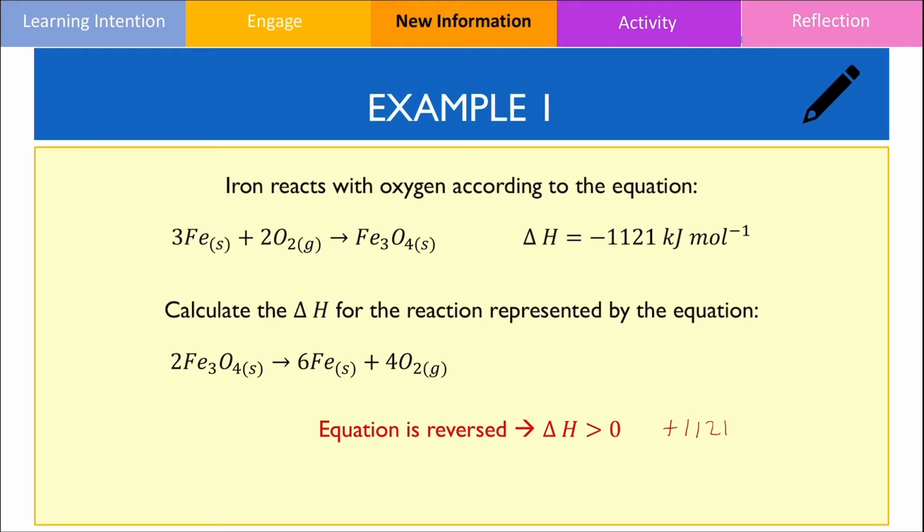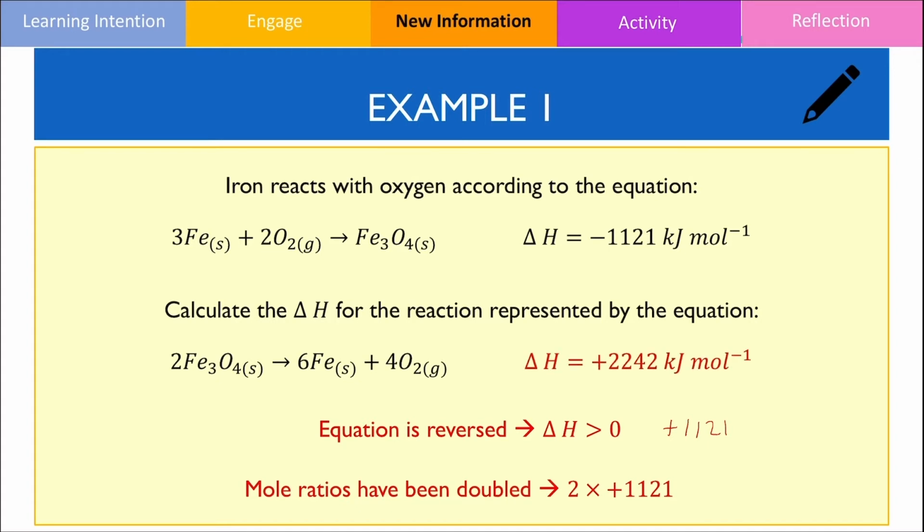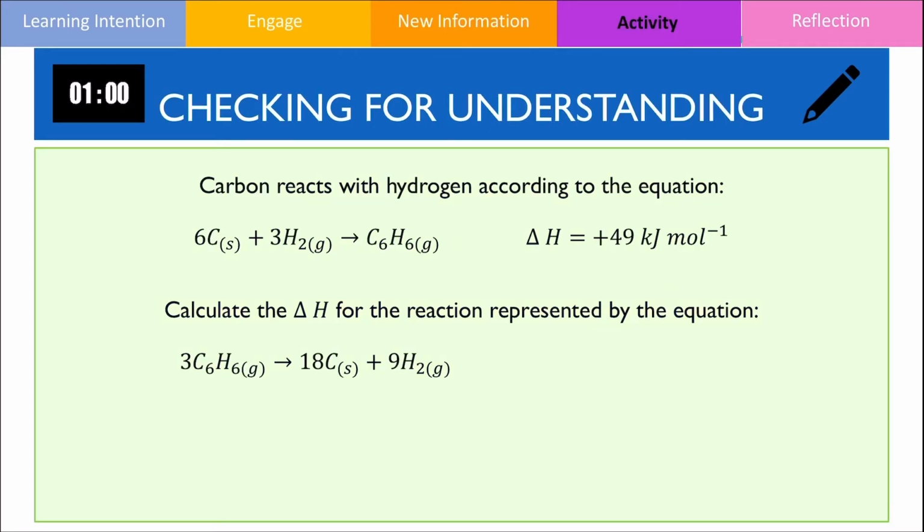Secondly, the mole ratios have also been doubled. Doubling the coefficients also doubles the amount of energy absorbed. If we multiply 2 with positive 1121, this will give us a delta H value equal to positive 2242 kilojoules per mole. I would now like you to gain further practice by answering two similar questions. Pause this video now so you can attempt to find the delta H value for the following chemical equation.